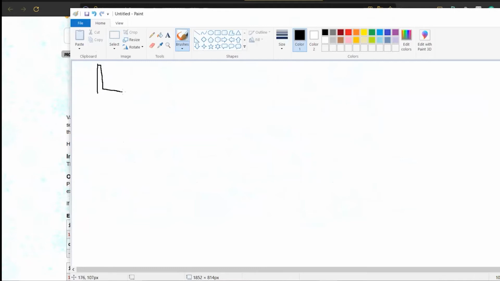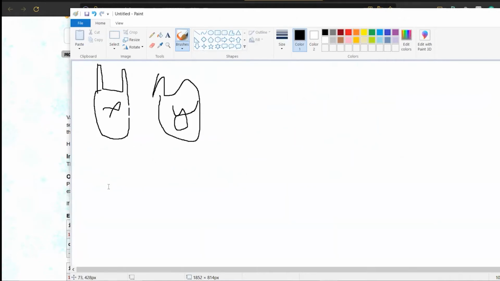Okay, so here's one bag, and here's another bag. Now this contains X number of potatoes and this contains Y number of potatoes. Now, what do we know?